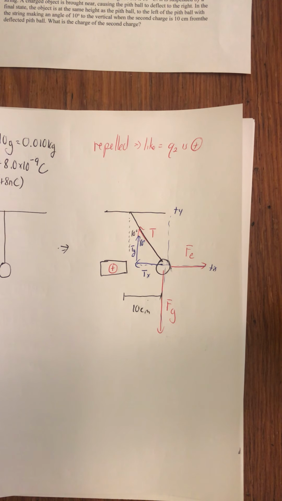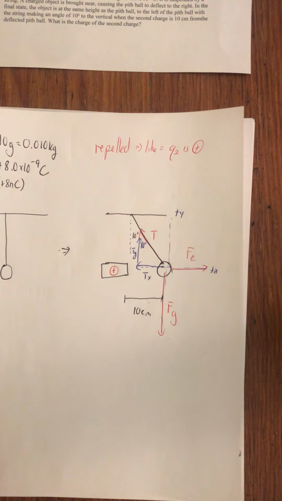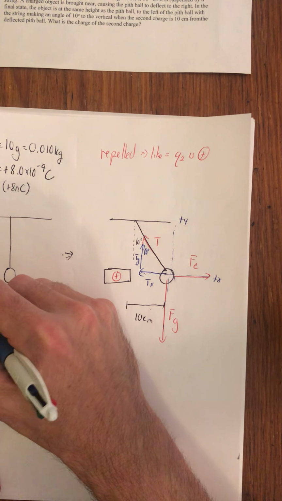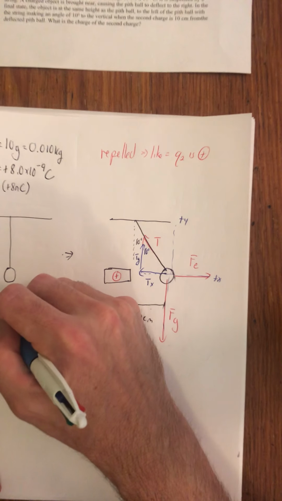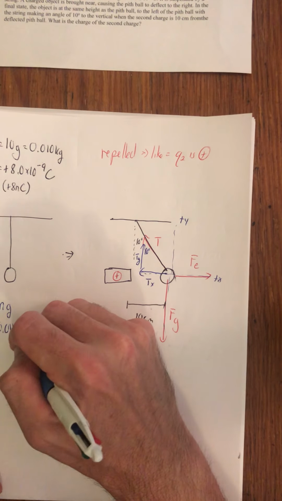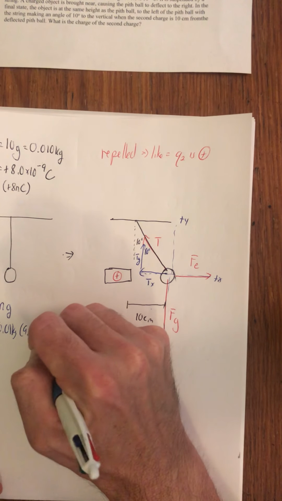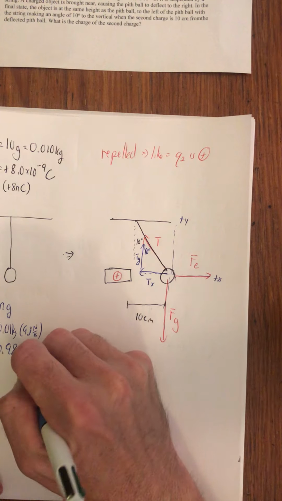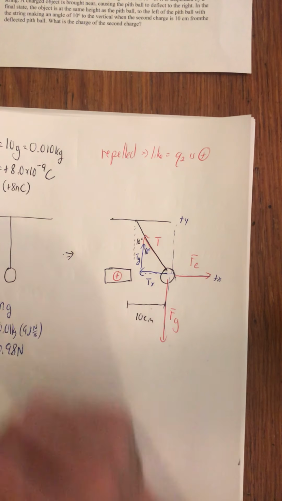Step 4, side calculations. Well, I could do a side calculation of the weight. So the magnitude of Fg is equal to mg, so 0.01 kilograms times 9.8 newtons per kilogram, and that's 0.98 newtons. So that's the weight of the object.